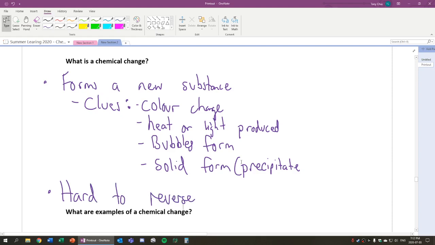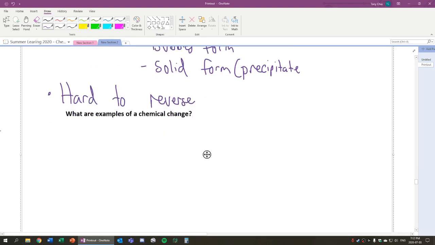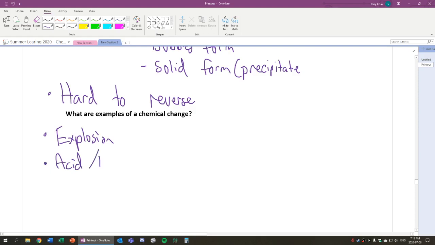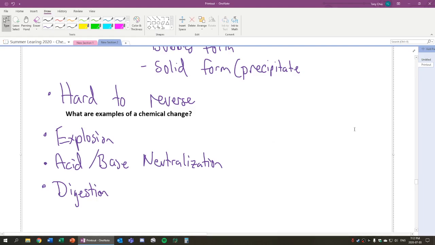So what are some examples of a chemical change? Well, some examples include, for example, an explosion. Explosion is a creation of heat and light as well as new substance. Acid-base neutralization. As well as, for example, your digestion. When you digest, you're actually chemically changing the food you're eating. So those are some examples of chemical change.